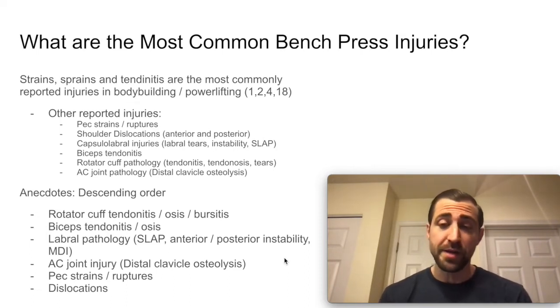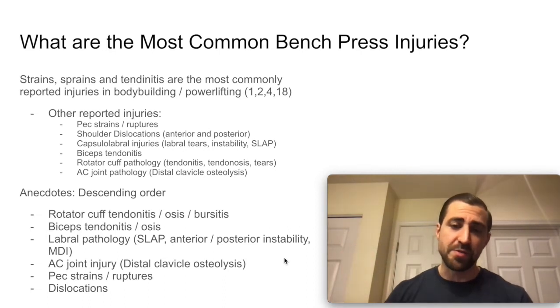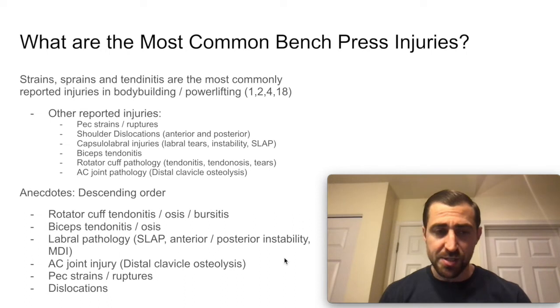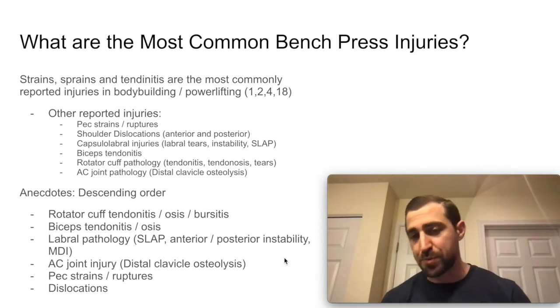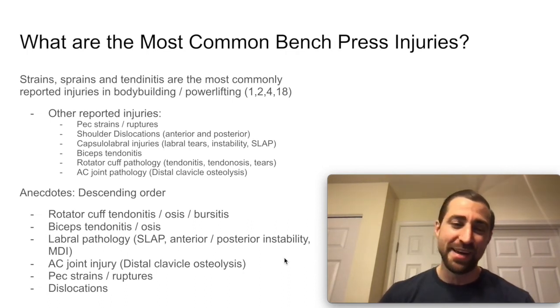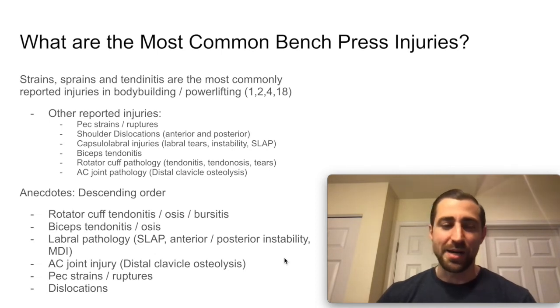And then further and further down the line, so these are pretty distant in terms of how often I see them, but you'll see your AC joint injuries, so your distal clavicle osteolysis, you'll see your pec strains, you'll see your pec ruptures, and your dislocations. The dislocations I have never seen personally, right? I've only read about these online. I've treated thousands and thousands of people over the course of time that push it pretty hard in the gym, and I've never seen a dislocation, at least from bench press, right? Have I seen a few ruptures? Yes. Have I seen a lot of these pec strains? Yes, I've seen some of these. But I've got to be honest, the dislocations are very, very rare, at least from what I've seen.